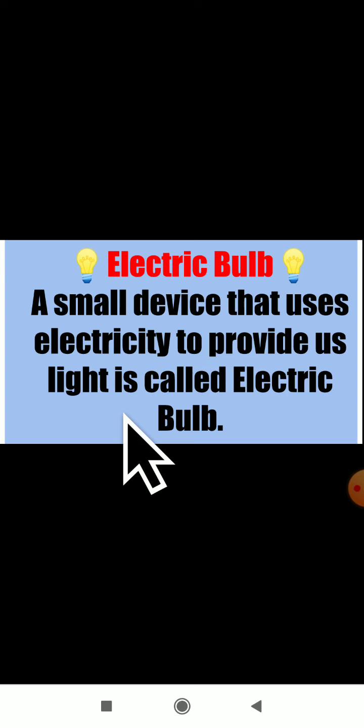As you all know, light is a source. Yes, the electric bulb is a source of light. Electric bulb provides us light. Is it correct? Then how will the bulb glow? By using the electricity, the bulb will glow and it will give us light.